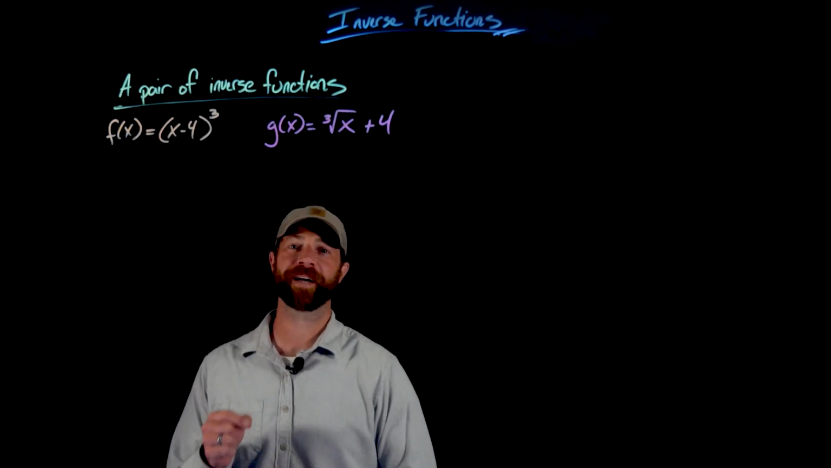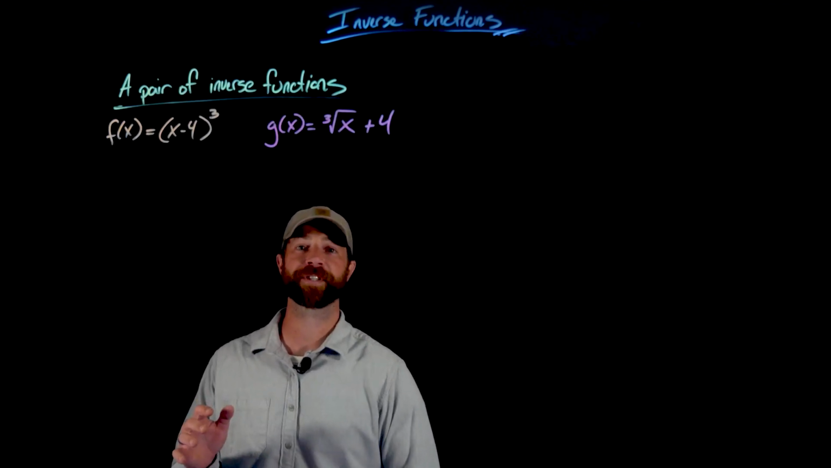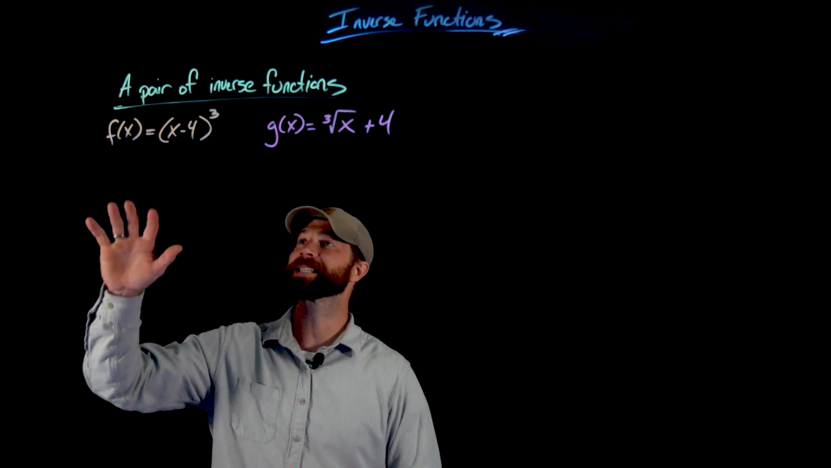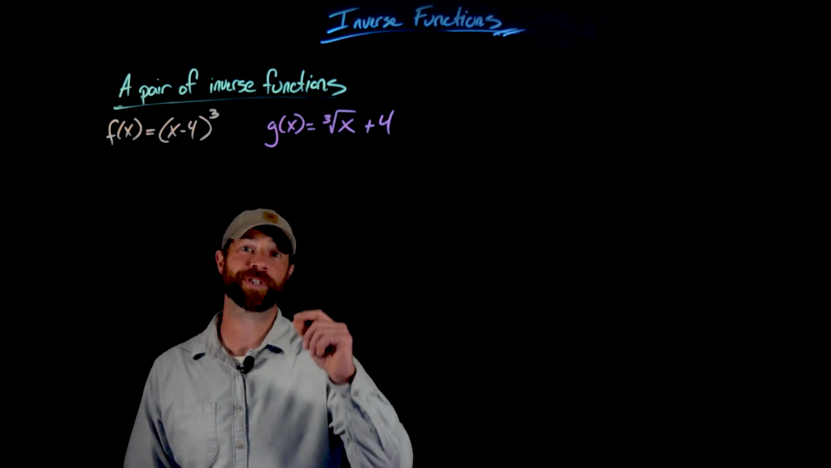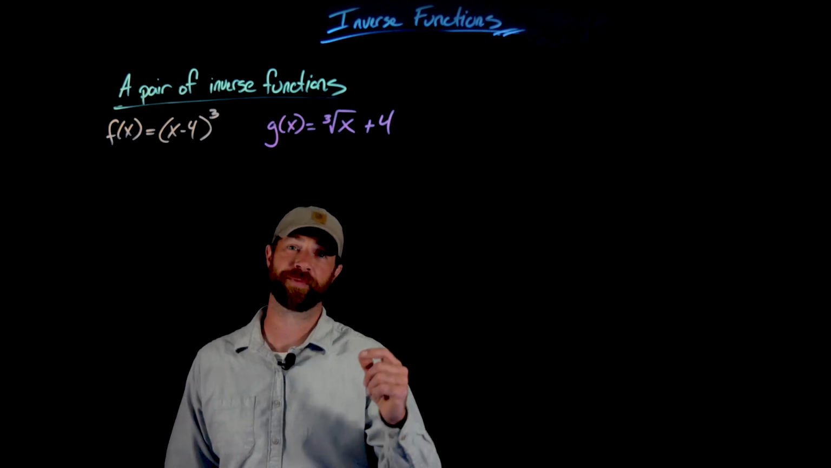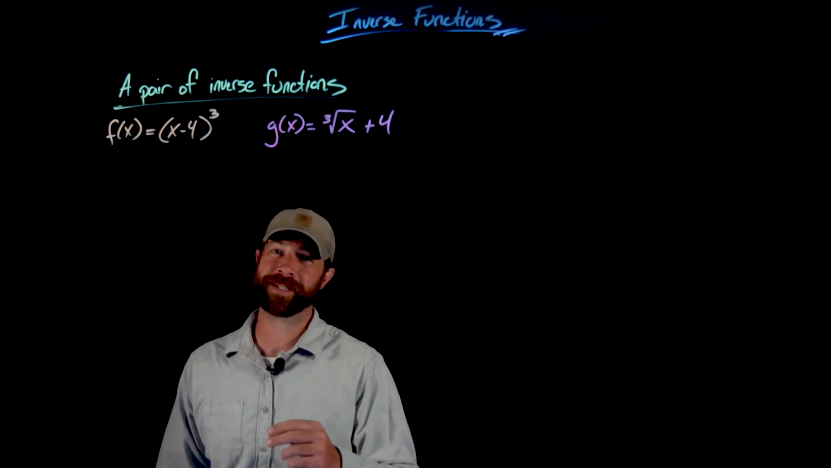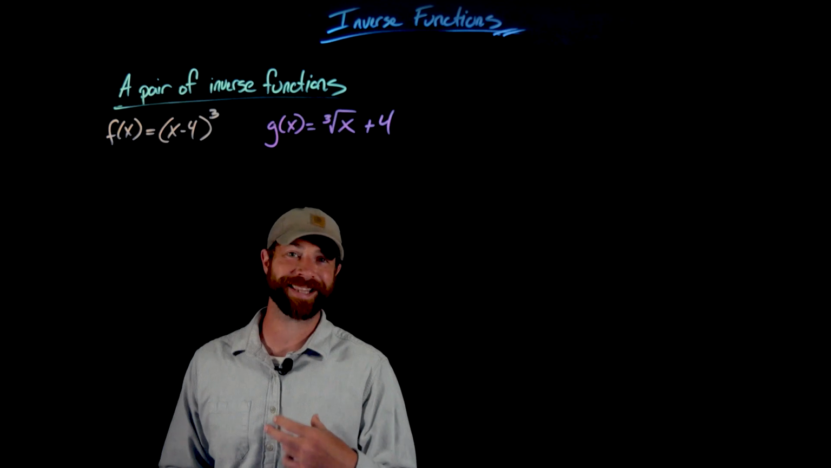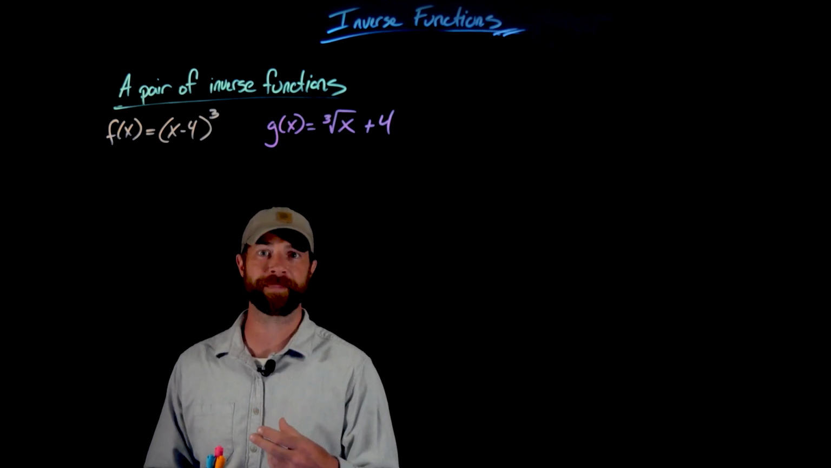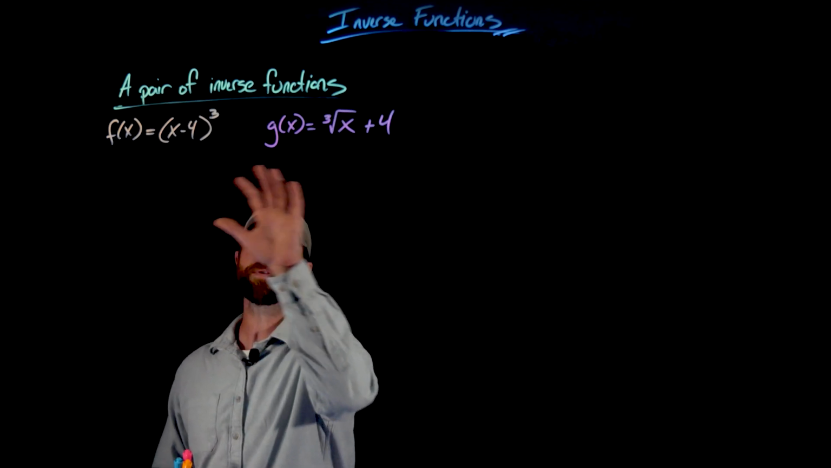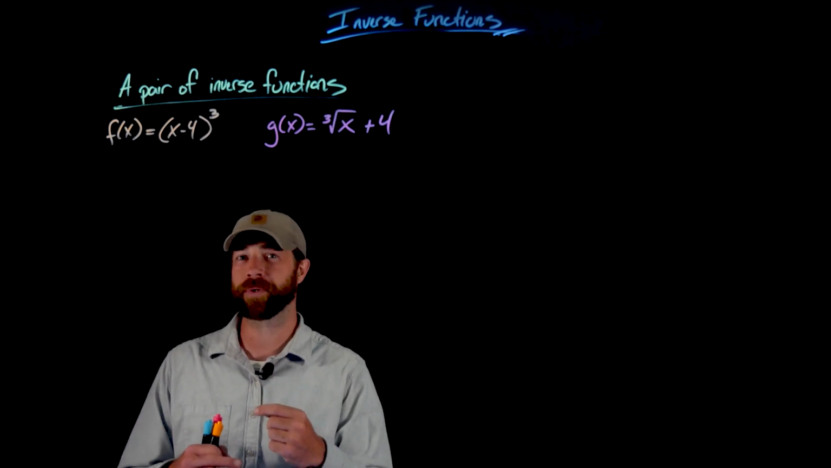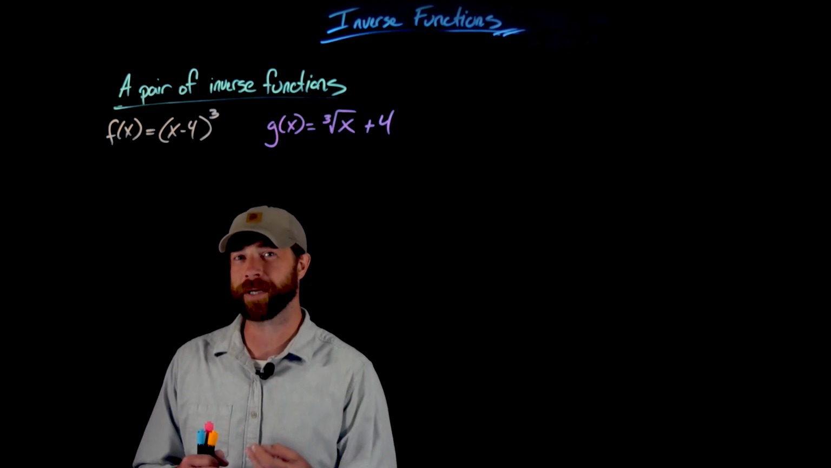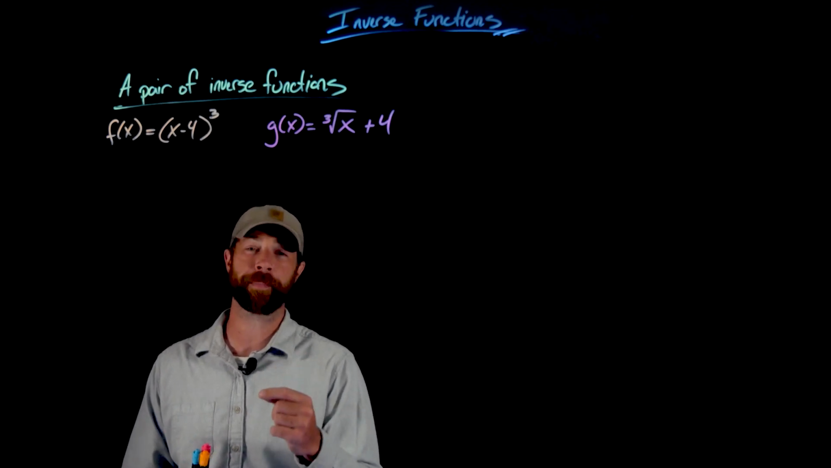All right, here we have two functions that are inverses of each other. We have f of x equals (x minus 4) cubed, and then g of x, which is the cube root of x plus 4. First things first, and this is not always brought up, but I think it's very important to understand about inverse functions, is that two functions are inverses if on the independent variable they're performing the opposite operations in the opposite order.